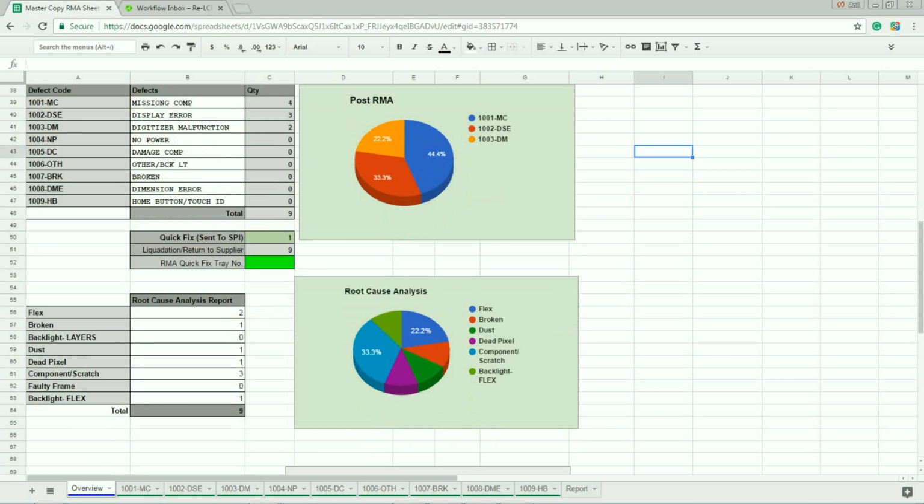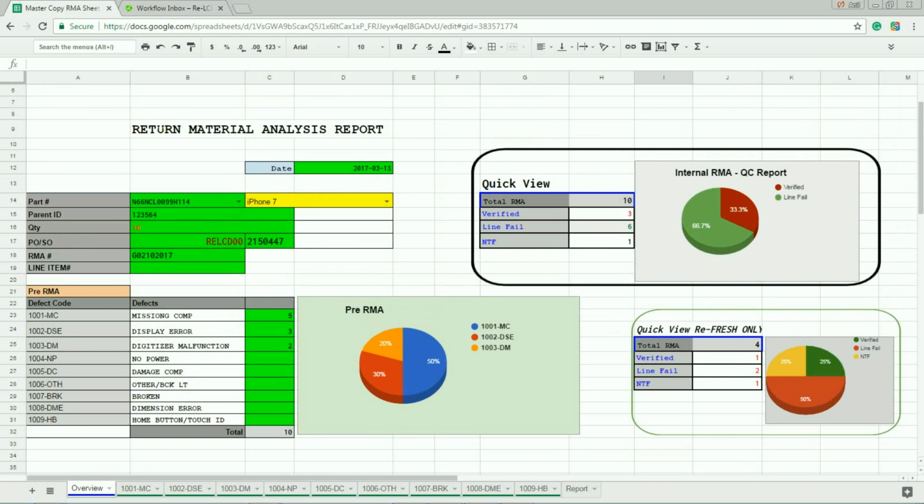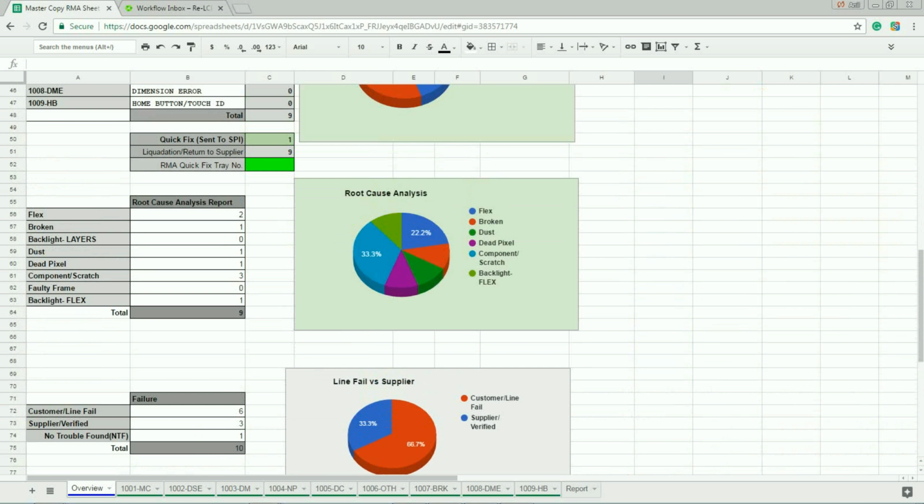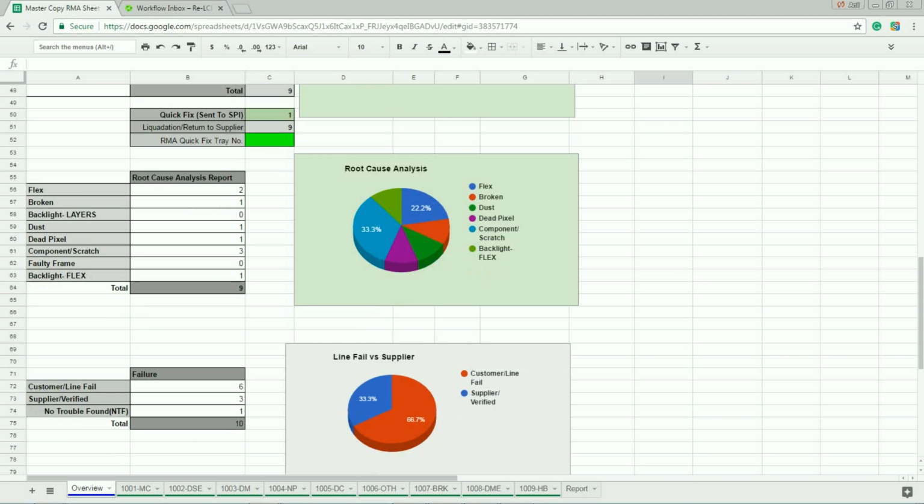On the basis of the data collected, the defects and the information provided, as well as the information that we collect from internal RMA, we're able to extract that data and present the root cause analysis. For this specific RMA number, the root cause analysis tells us that 33.3% is flex, and 22.2% is component scratches and backlight flakes, dead pixels, dust, and all that. By looking at this root cause analysis, we can go back to our manufacturing facility and check every single functional area, and find those areas where we can minimize those issues and reduce the RMA number.